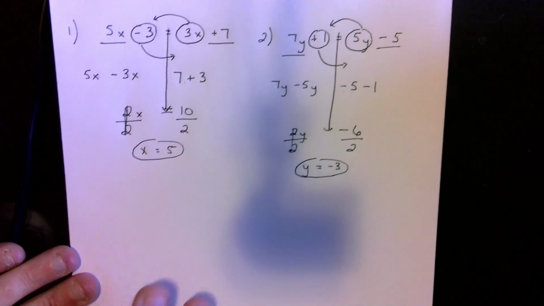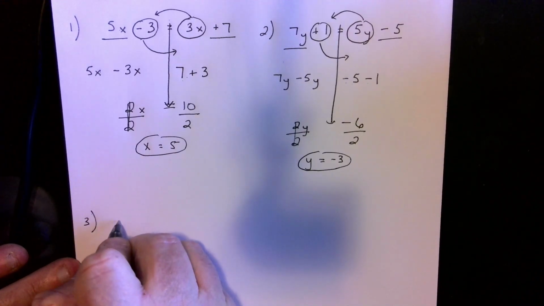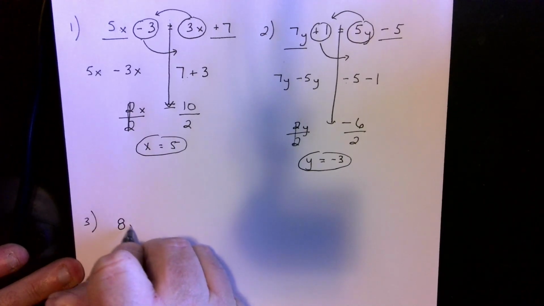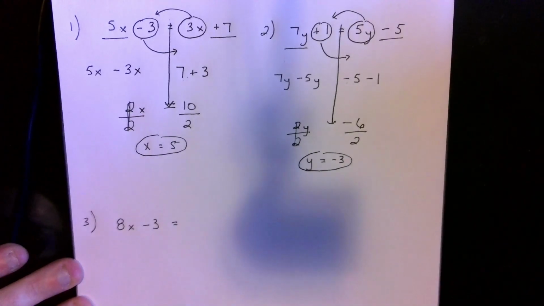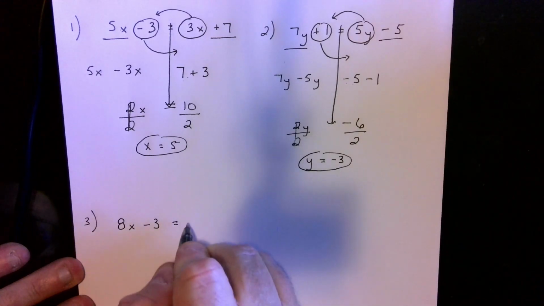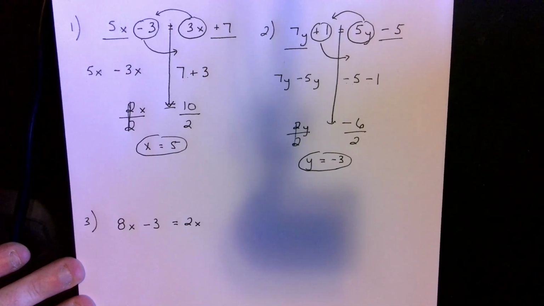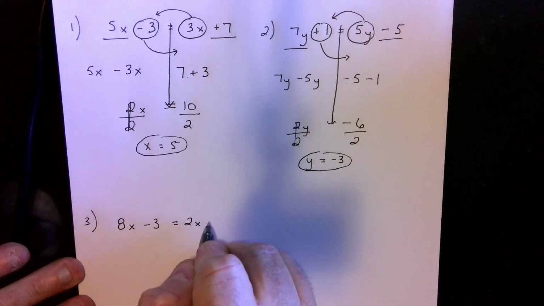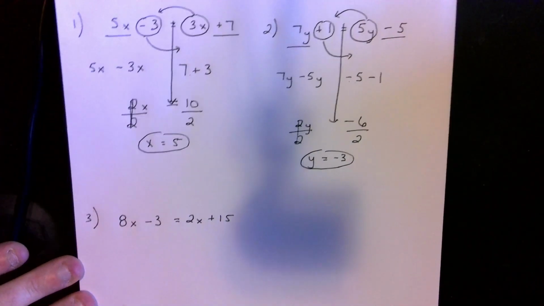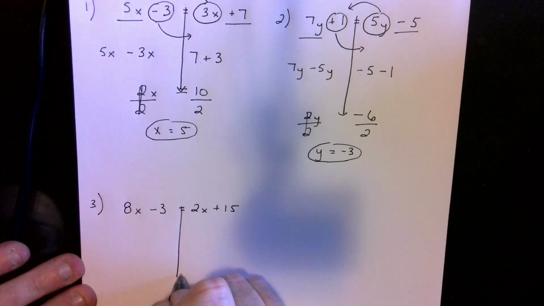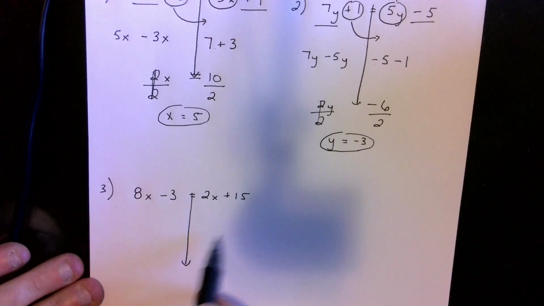Okay, let's have you guys try a basic one like this. Let's say we have 8x minus 3 equals 2x plus 15. So we're going to break it in half. Alright, and remember to try to get both x's on the same side, everything else on the other side.